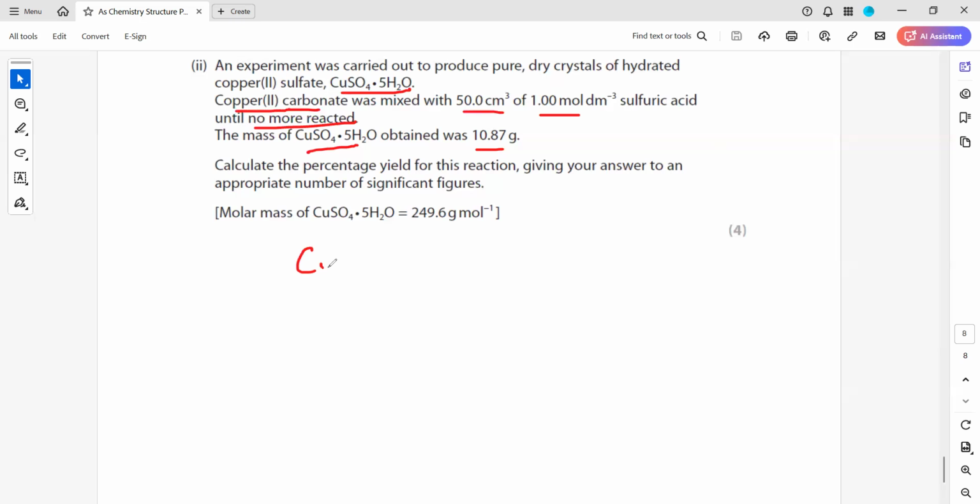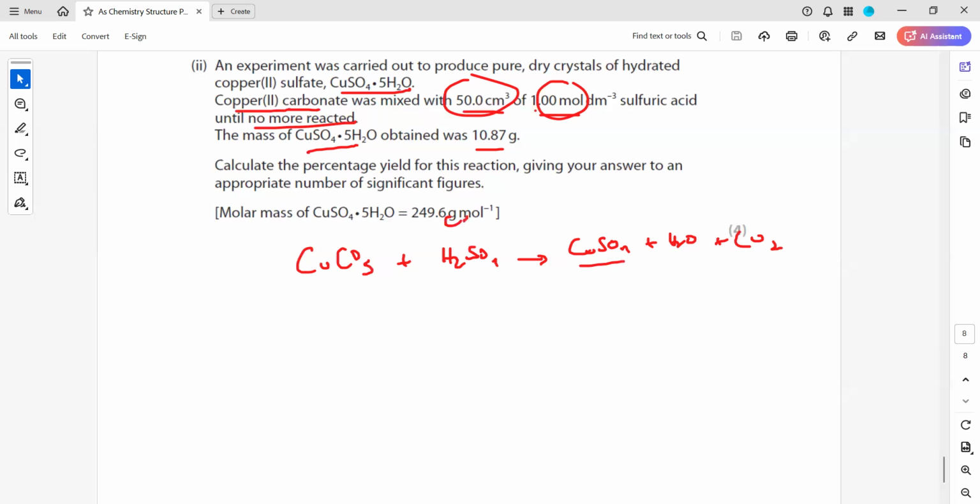So we have the equation. When copper carbonate was reacting with the sulfuric acid, it was giving copper sulfate plus water plus carbon dioxide. The volume is there and the concentration is there, so we can work out the moles of sulfuric acid. And after working out the moles of the sulfuric acid, we can work out the moles of the copper sulfate, because we need a percentage yield. Like we want the theoretical value.